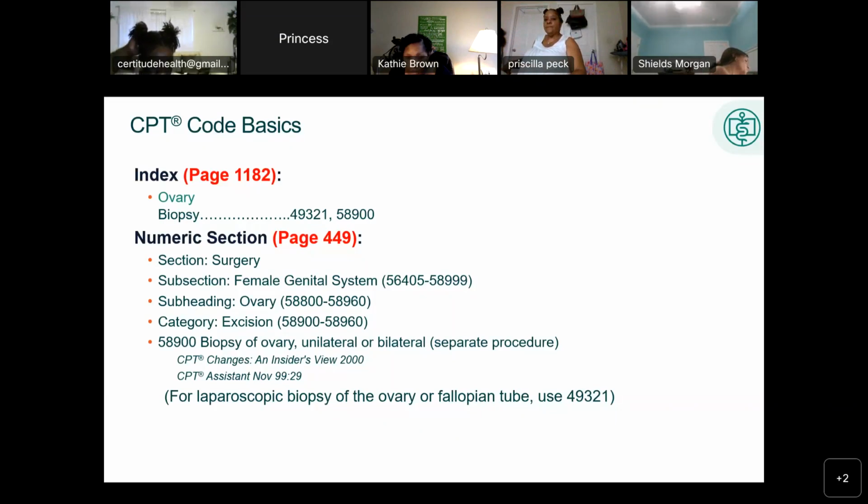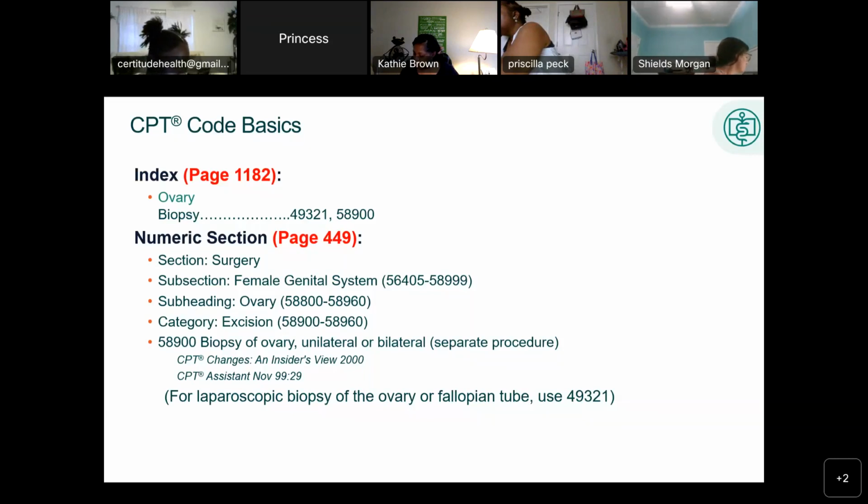So let's go to ovary in the index. And I just want to kind of see where it takes us. On page 1182. Yeah, takes us to page 1182. Okay. And we are coding for a biopsy. So that's our example. Biopsy of the ovary. That's all we're coding. Biopsy of the ovary.